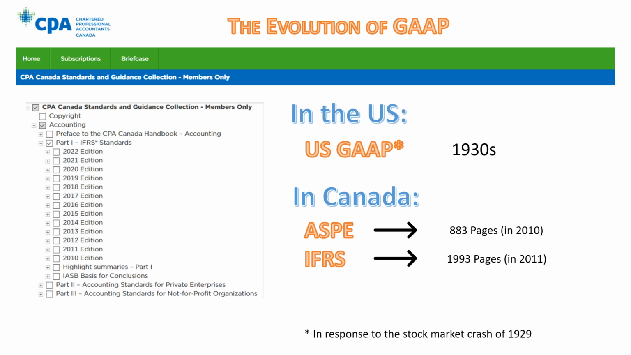Note that US GAAP and the two newer standards were introduced due to audit scandals. The first was the stock market crash of 1929. The second involved WorldCom, Enron, and Arthur Andersen between 2001 and 2002.